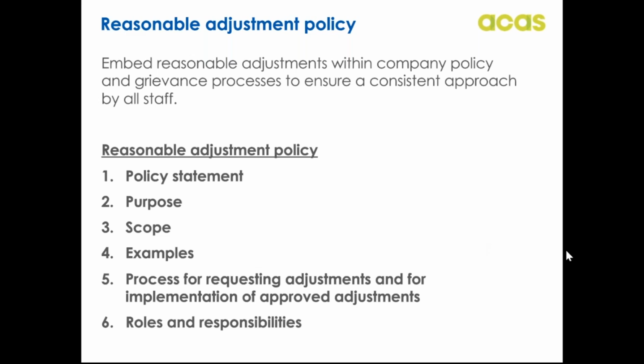Various stakeholders may be involved in the process, such as HR departments, managers, and health professionals. Make sure everyone's roles and responsibilities are clear, including the employee's responsibility to make the request and provide any necessary information. Some other considerations to include are that information related to disability and adjustments will be kept confidential and comply with GDPR. Provision of a clear process for employees to appeal decisions or raise a complaint about the handling of their adjustment request, and how often the policy will be reviewed.